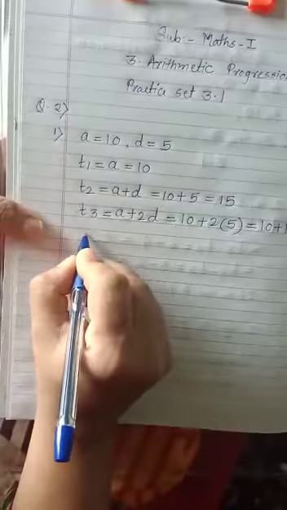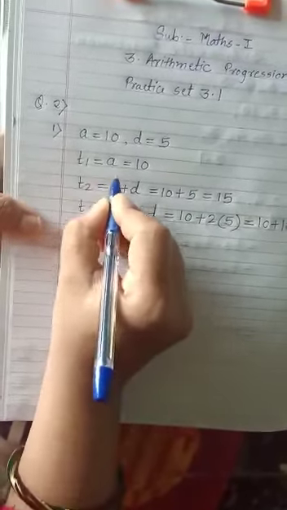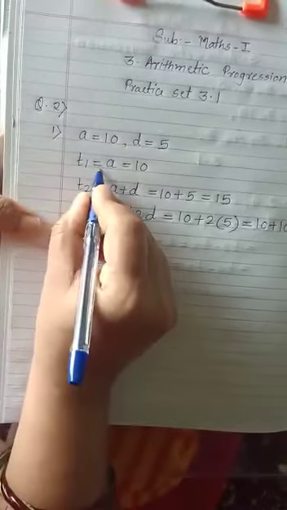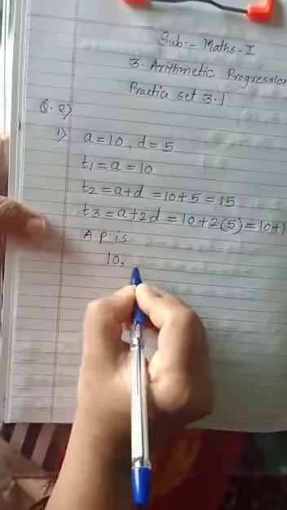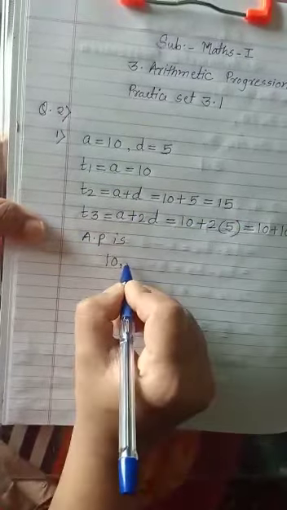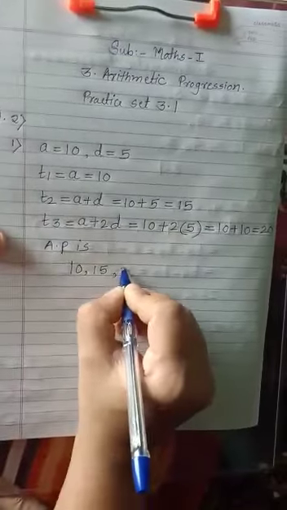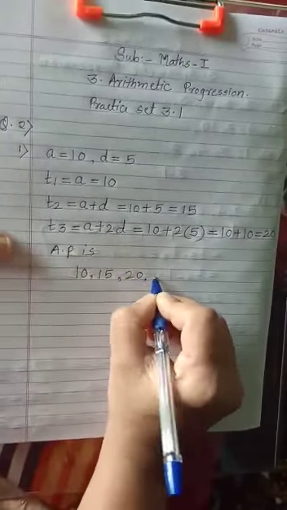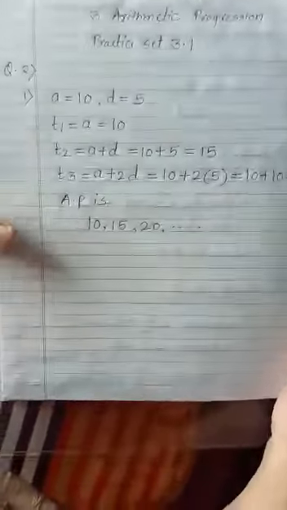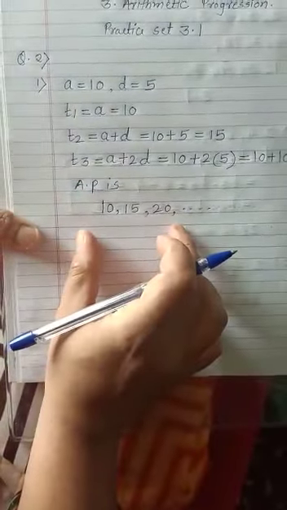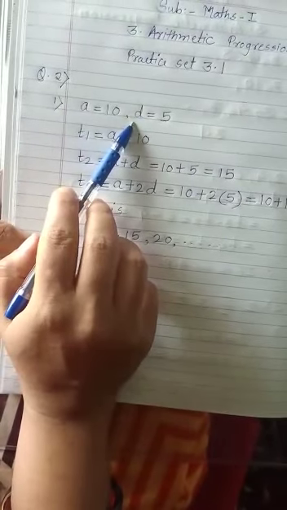So our AP is: what is the first term? 10. T1 is equal to a is equal to 10. So the first term is 10, then give a comma, then write the second term 15, and the third term 20, and so on. So on means dot dot dot, it continues likewise. Understood? So we got the first arithmetic progression from the values of the first term a and the common difference d.